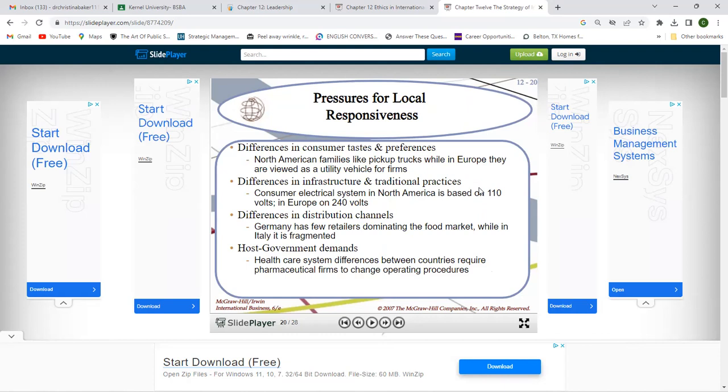Differences in distribution channels: Germany has a few retailers dominating the food market, while in Italy it's fragmented. Host government demands: differences in healthcare systems between countries require pharmaceutical firms to change operating procedures.